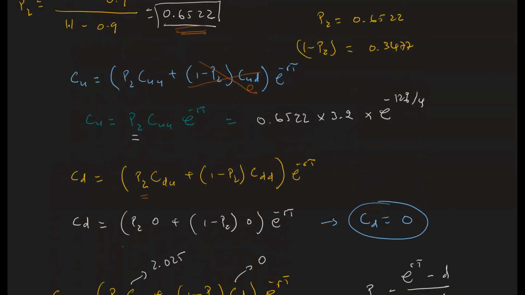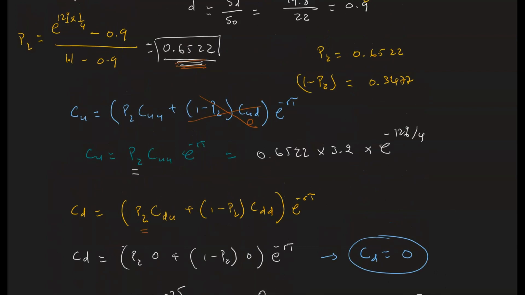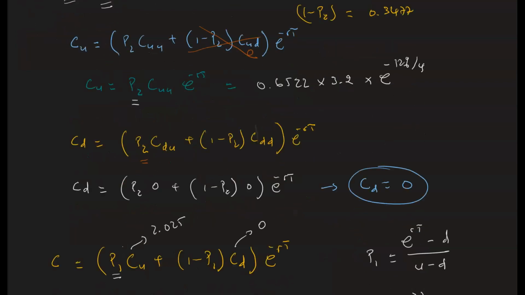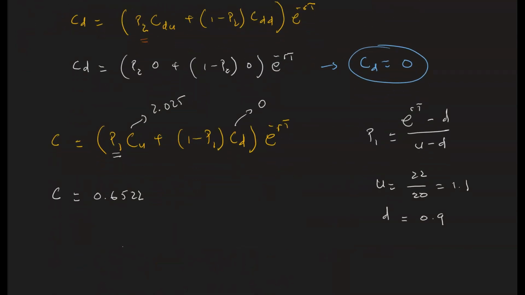0.6522, which is this. And the reason it's the same is because U and D are the same. And here we're still using the future value factor, and T also is the same. So P is going to be exactly equal to that one. So 0. That multiply this time by C call up, which is 2.025, and then we take the present value of that, which is the exponential of minus 12% divided by 4.